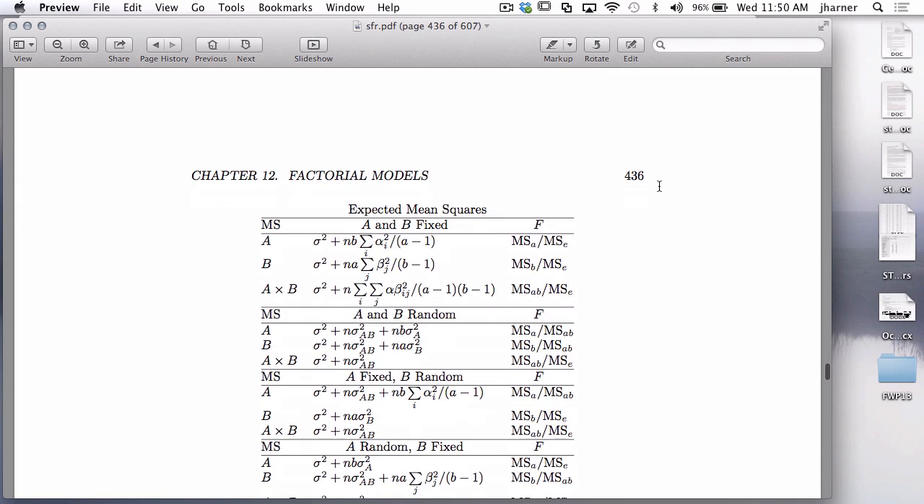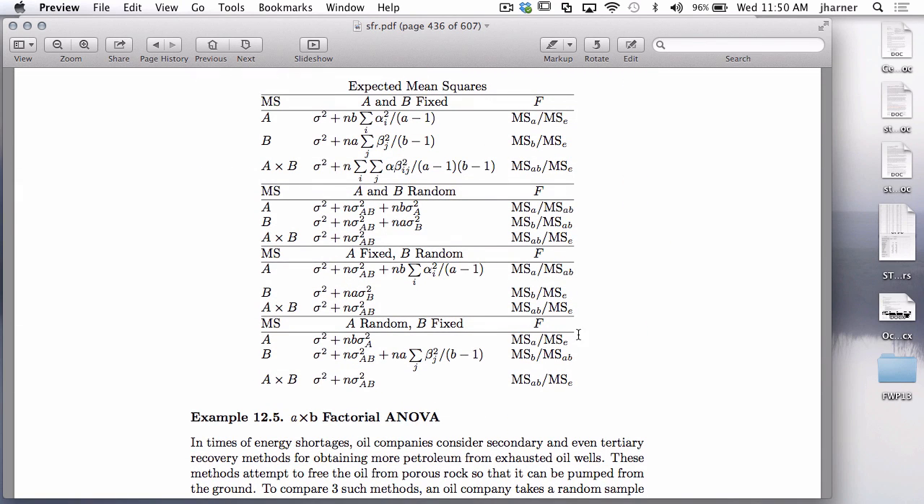Now, last time, I worked through what the expected means... well, I didn't work through them. These are the expected mean squares, and we're going to talk about that more today. There's a general formula. If both A and B are fixed, you don't have those interaction terms. If A and B are both random, you have all the interaction terms. If one is fixed and one is random, you get some of the interaction terms. For the fixed one, you get an interaction, but you don't for the random one.